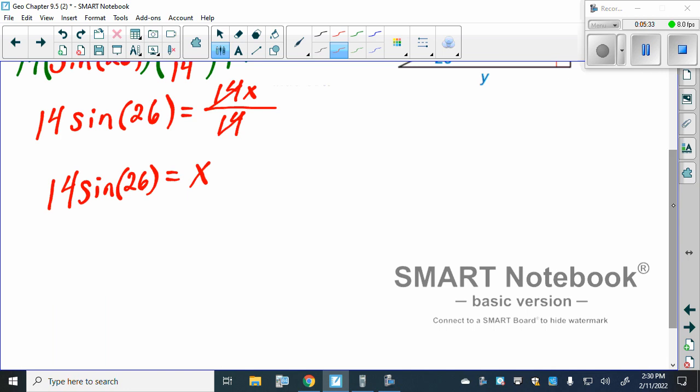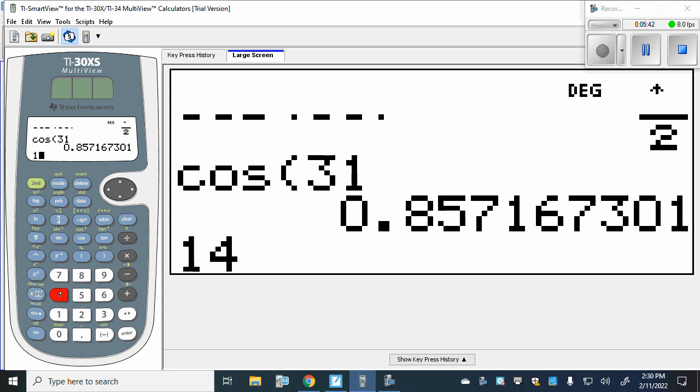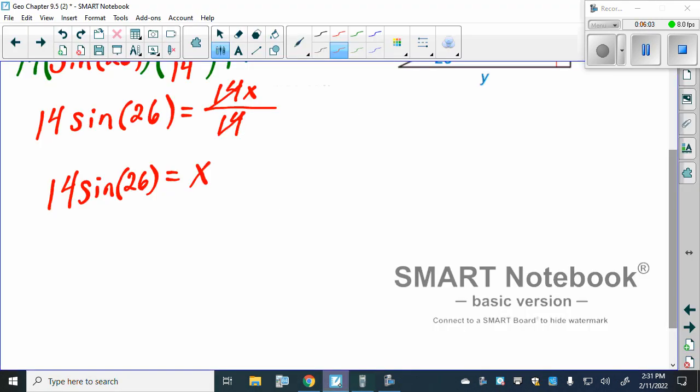As we just saw, sine of 26 is a number. It has an actual value, yes? And is the variable by itself? Yeah. So at this point I can pull the calculator up and say 14 sine of 26 equals 6.1196, and I have a feeling it says to the nearest tenth. So we're just going one decimal place, so x is 6.1.